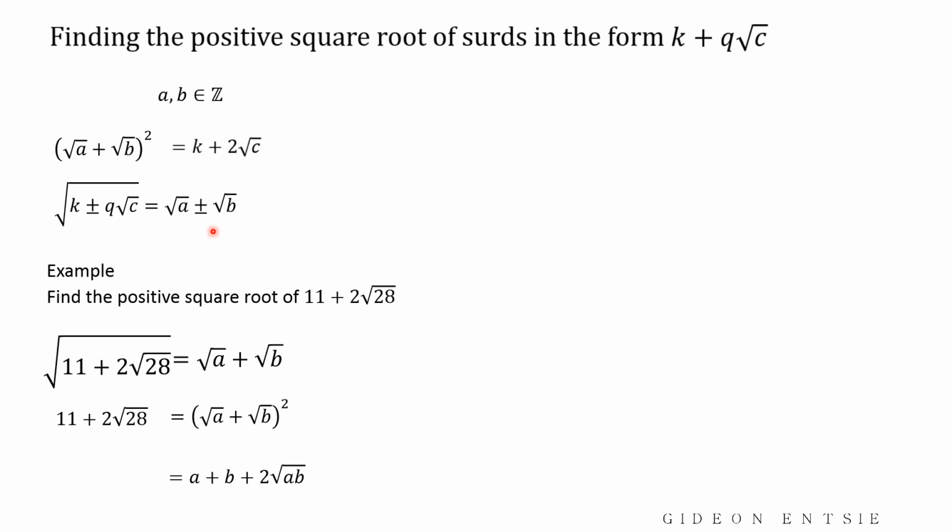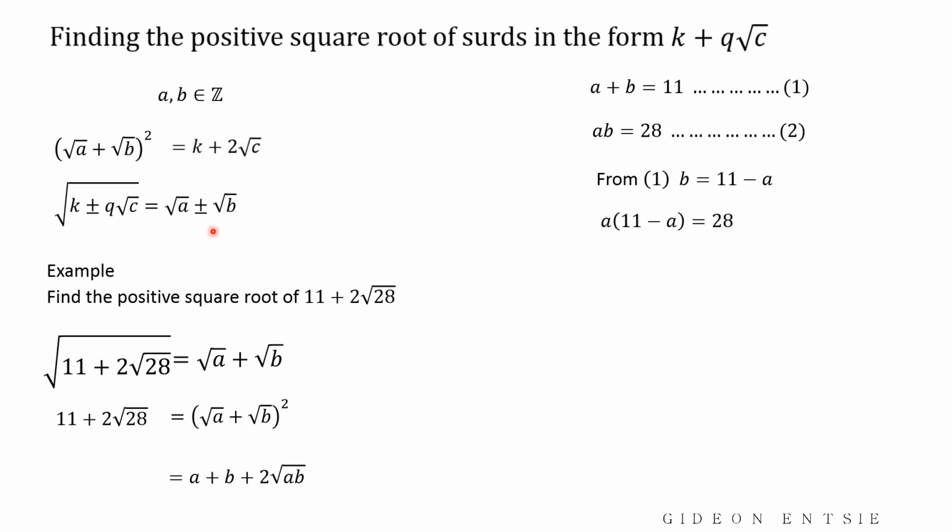Expanding the right hand side of the equation, we get a plus b plus 2 square root of ab. Now, by comparison, we see that a plus b is equal to 11. In the same way, the product of a and b is equal to 28. Solving these two equations simultaneously, from equation 1, we have b is equal to 11 minus a.